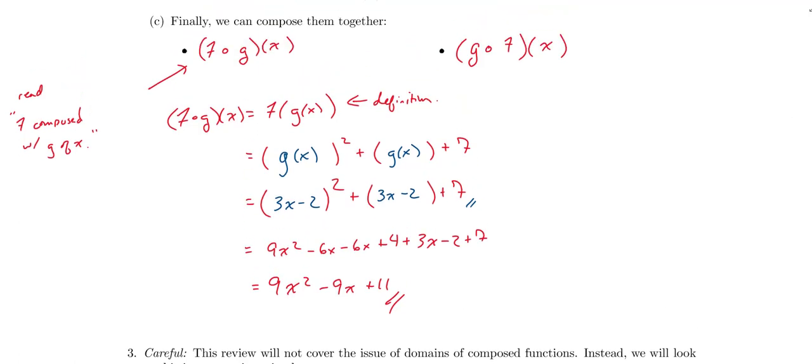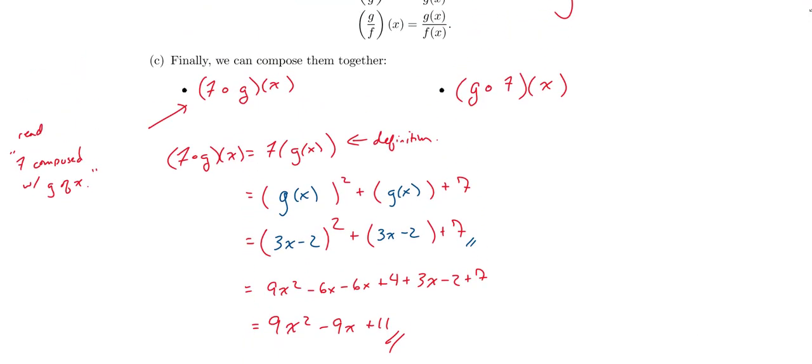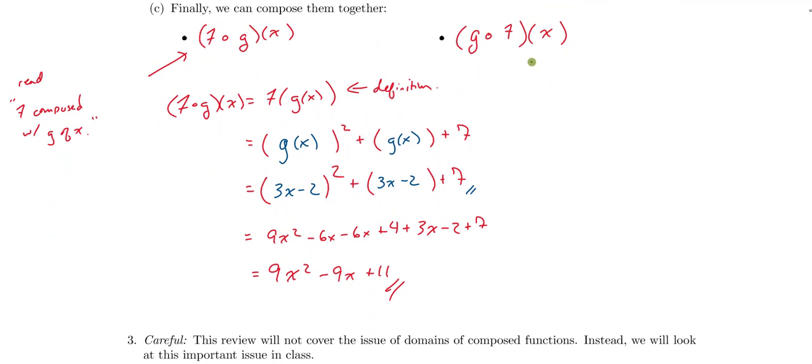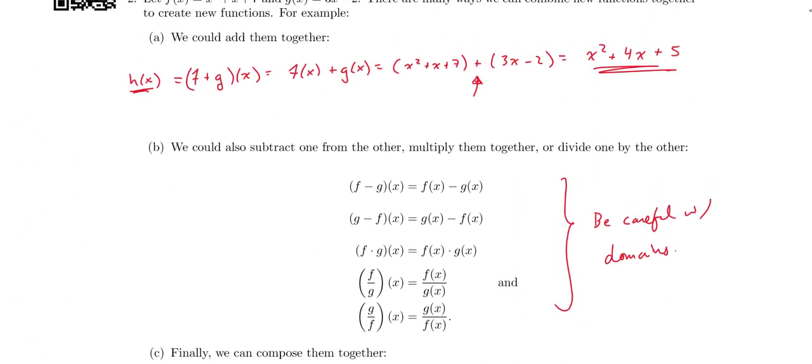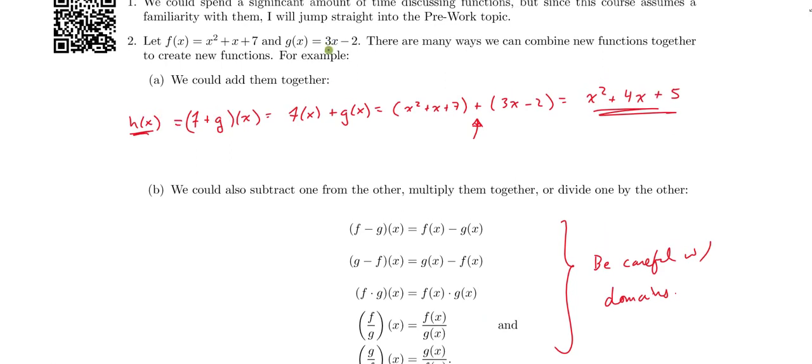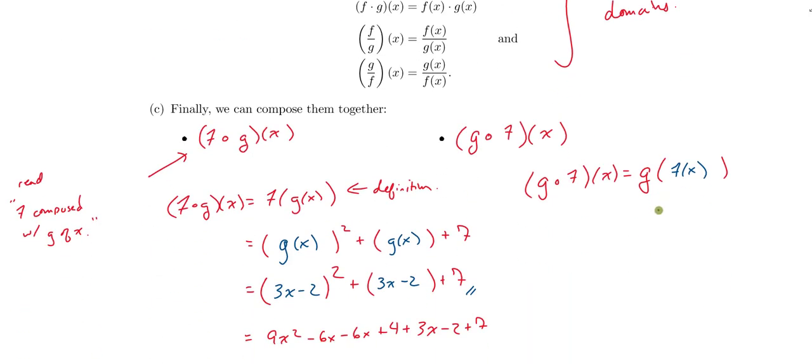So then what I'd like to do is show you how we could do this the other way. Function composition is not commutative. G composed of f of x means that we're going to take the function g of x, and everywhere I see an x in this expression, I'm going to plug in the rule, the definition of f of x. So my function g of x is 3 times the independent variable minus 2. That's my function g of x.